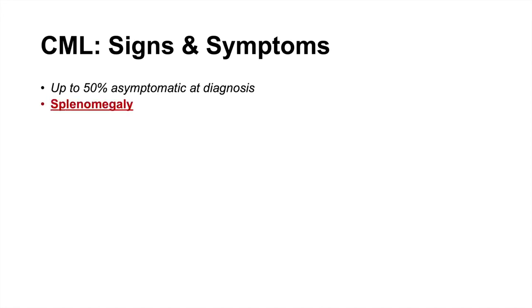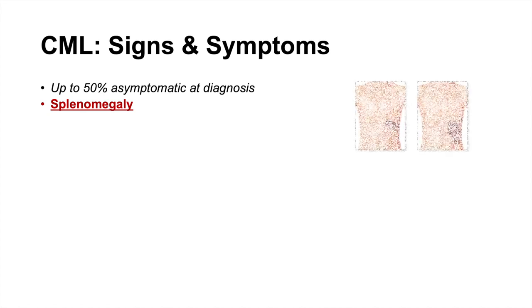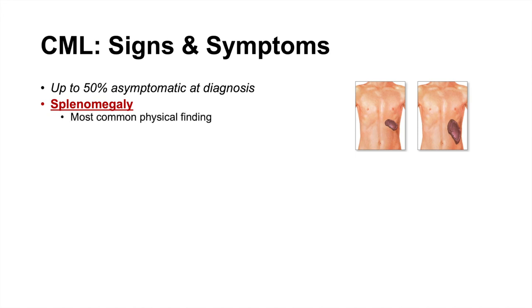So what are the signs and symptoms of CML? Again, most individuals at diagnosis are asymptomatic. They present in that chronic phase, but when they become symptomatic, there are a few main symptoms and signs I want you to remember. Splenomegaly is one of the biggest ones, and splenomegaly is the enlargement of the spleen. This is the most common physical finding in CML.